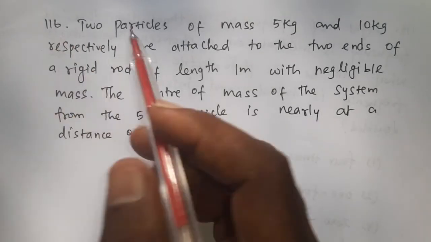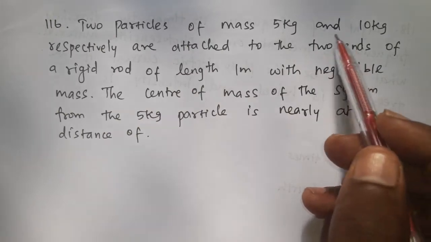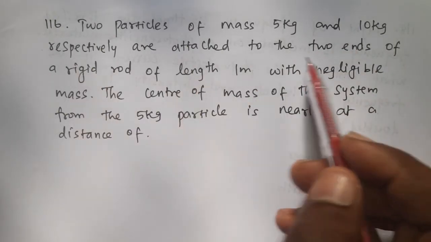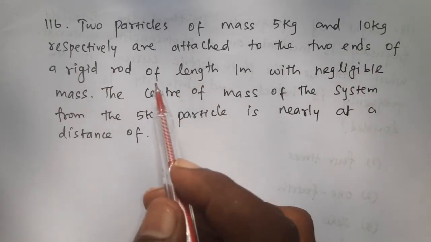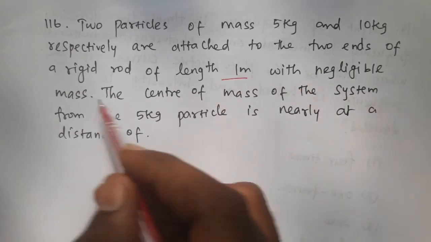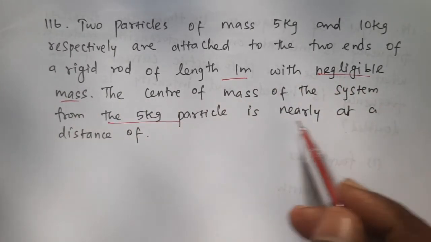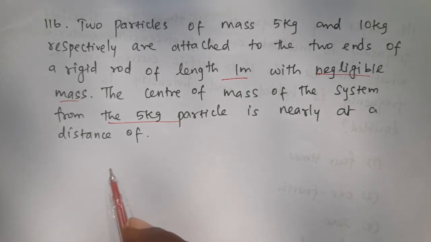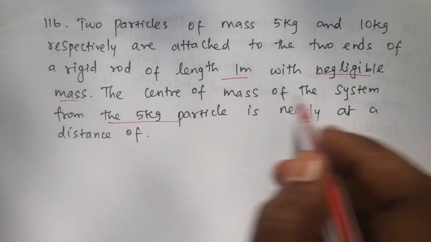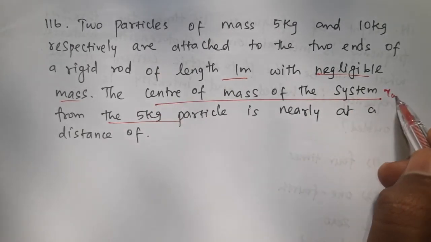Question number 116. Two particles of mass 5 kg and 10 kg respectively are attached to the two ends of a rigid rod of length 1 meter with negligible mass. The center of mass of the system from the 5 kg particle is nearly at a distance of. So we have to find the center of mass of the system. The center of mass of the system is nothing but xcm.